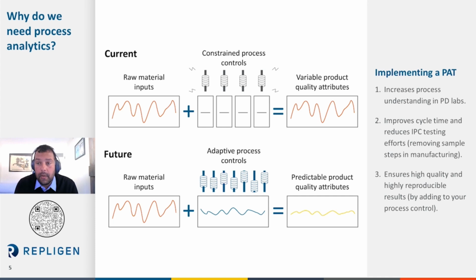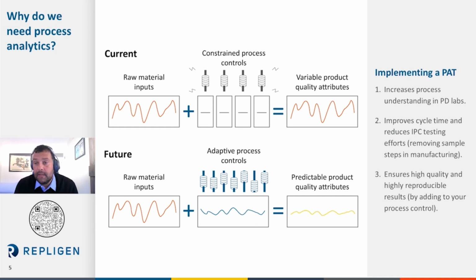In the future, what we want to do is bring some of these analytical tools into the process. When you do that, you can actually adapt the process based on the information that you receive from these analytical tools, allowing for a more predictable product quality attribute or a tighter control of your process in the future. So how do you do that?